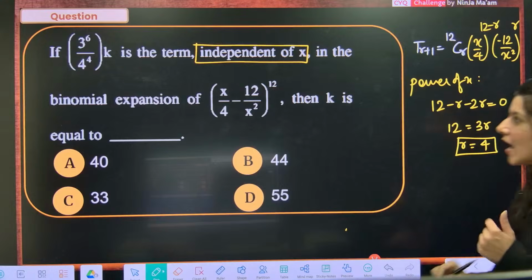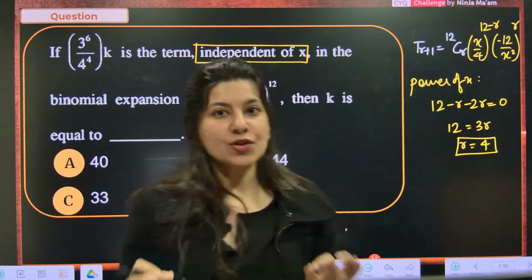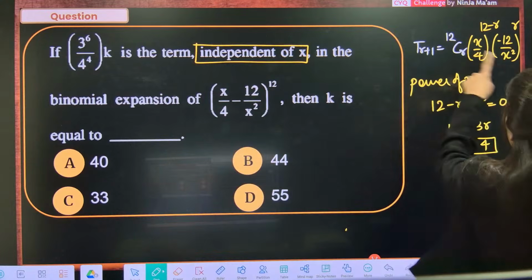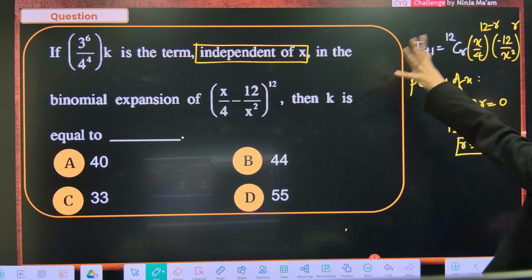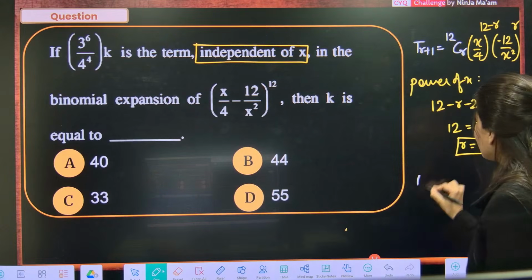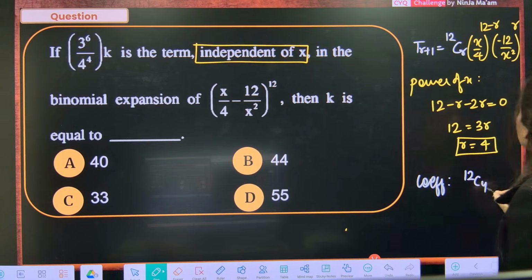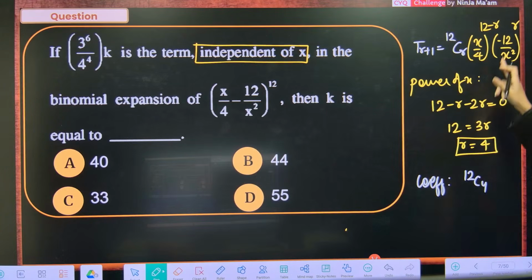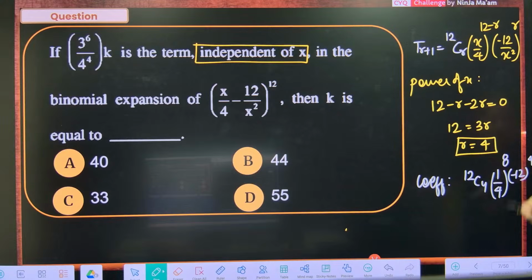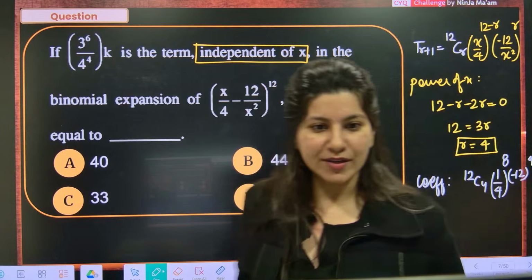The moment your r is 4, you just have to plug in the value of r over here. x will definitely vanish. So the final answer will be 12C4, x is anyway gone. So this is 1 by 4 power 12 minus 4, 12 minus 4 is 8, and this is minus 12 power 4.